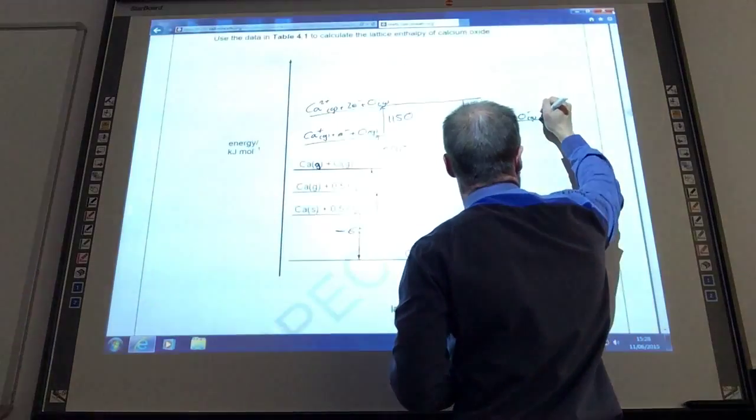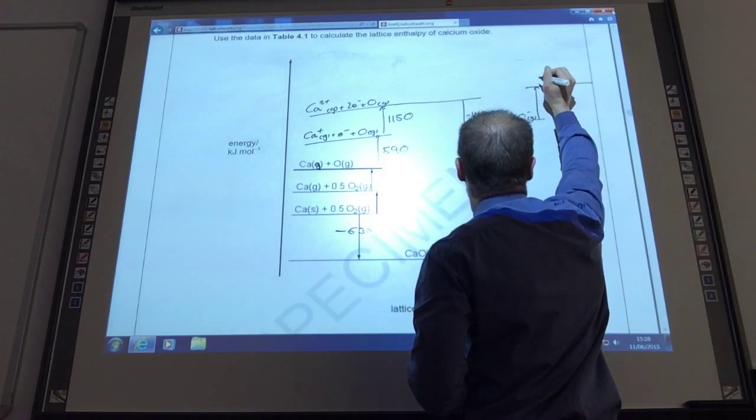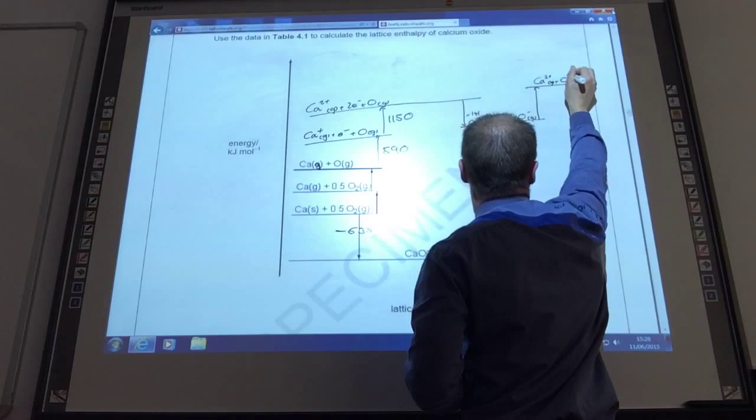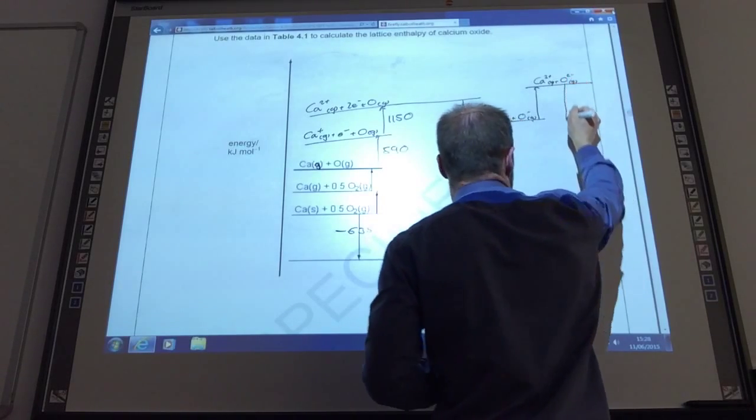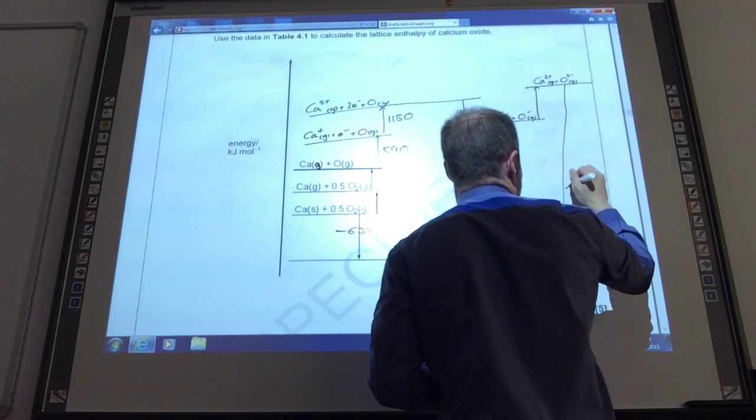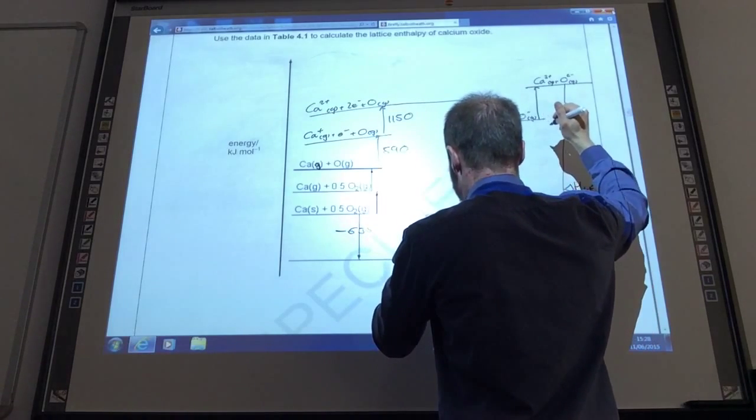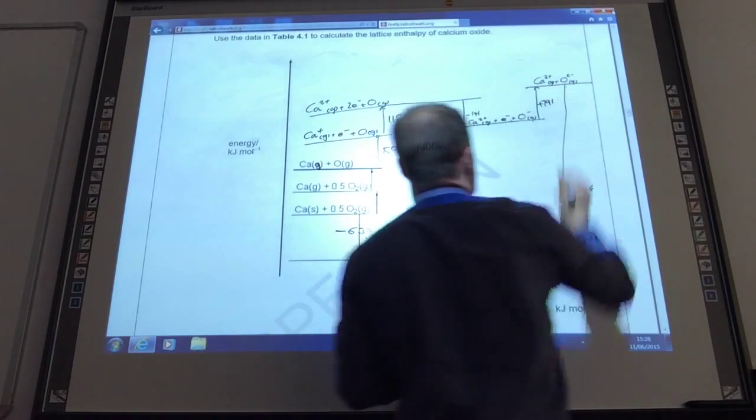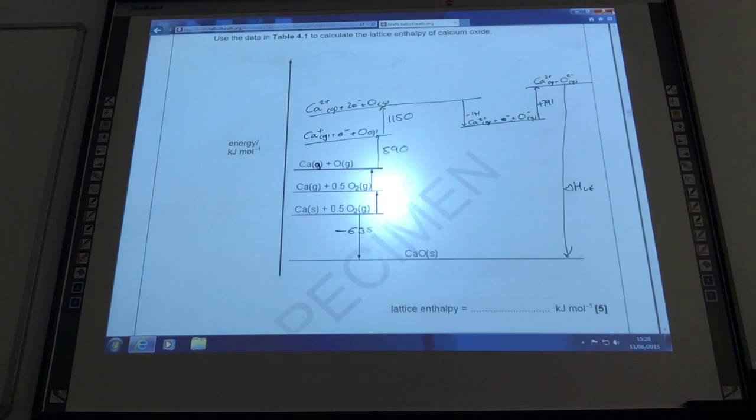Then I'm going to do the second electron affinity of oxygen to give me calcium 2 plus gas plus O2 minus gas, like so. And then obviously that guy there is delta H lattice enthalpy, and that number there, second electron affinity, is plus 791.